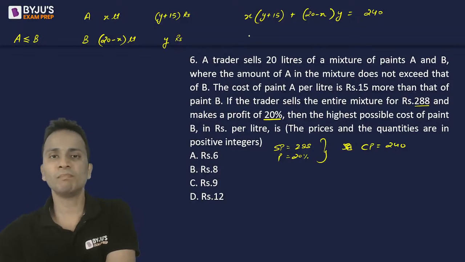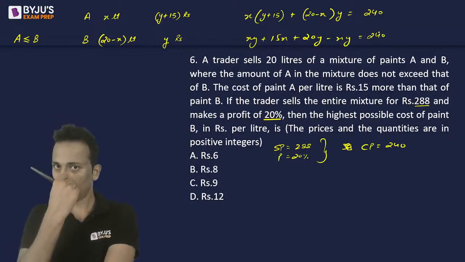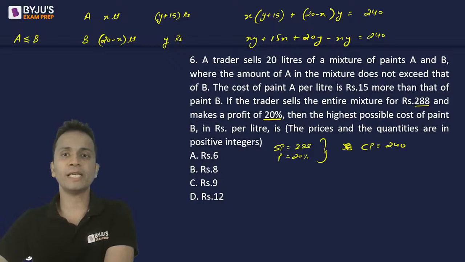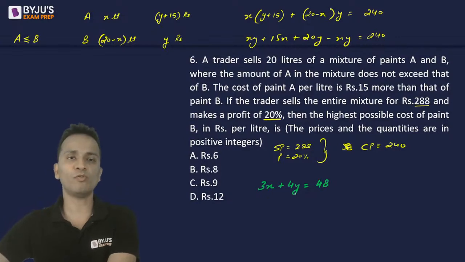Now let's simplify this. Xy plus 15x plus 20y minus xy is equal to 240. Now xy and xy will get cancelled. Also you can take 5 common. So you'll be left with the equation 3x plus 4y is equal to 48. 3x plus 4y equal to 48.